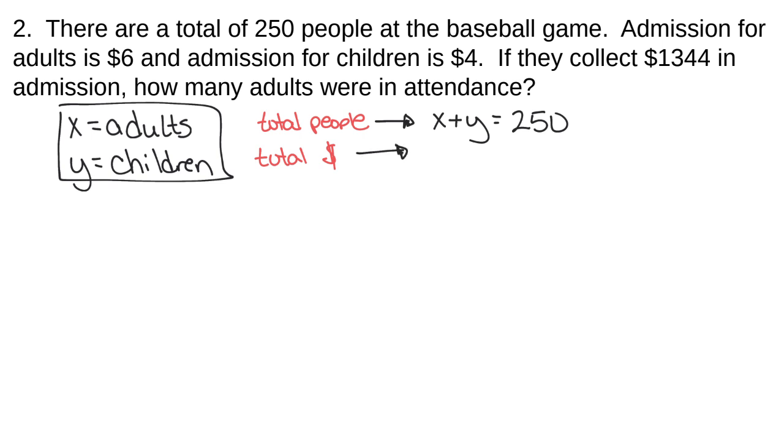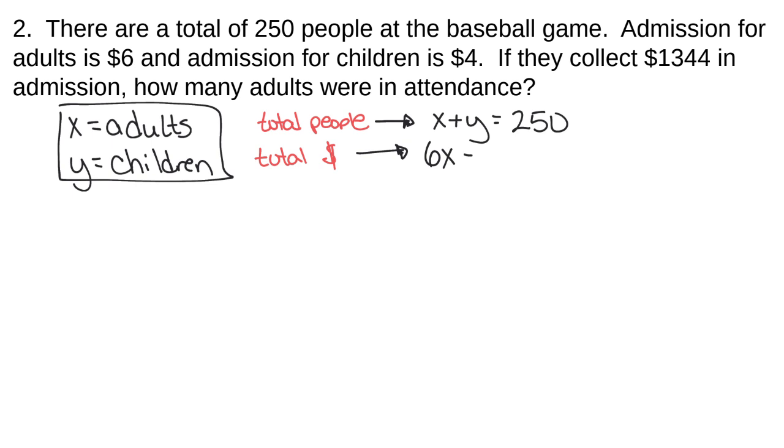Next, we have to do total money. This one's a little bit harder. We've got to get to $1,344. Well, how much money are they making on each adult? Each adult costs $6 to get in. So if you had 10 adults, that would be 6 times 10 or $60. If we had 100 adults, that would be 6 times 100 or $600. We don't know how many adults we have. We have X number of adults. So the money brought in by adult tickets would be 6 times the number of adults. We just don't know how many it is.